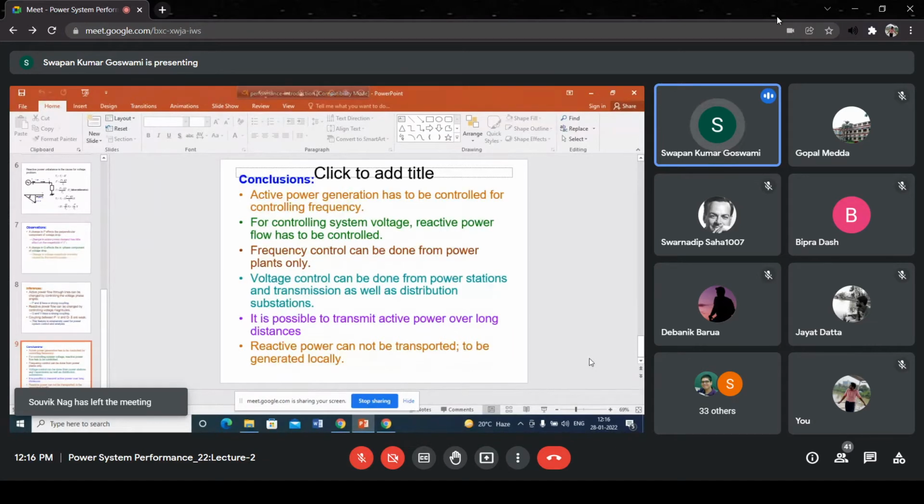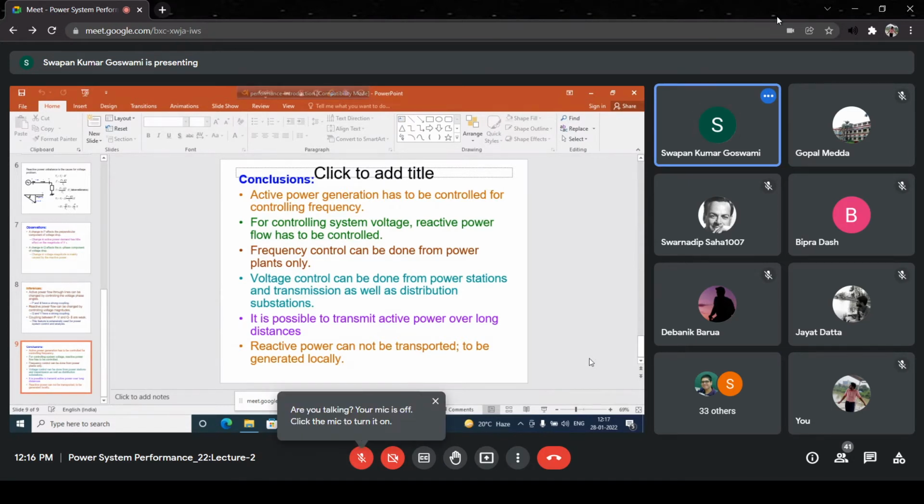For controlling system voltage, on the other hand, reactive power flow has to be controlled. We are not talking about reactive power generation here. Just observe why. Because we are talking about the reactive power flow through the line. Reactive power can be generated elsewhere also. It can be generated at the substation by installing devices like synchronous motor, static var compensator, capacitor bank, statcom. There are so many devices and arrangements available for the generation or control of reactive power.